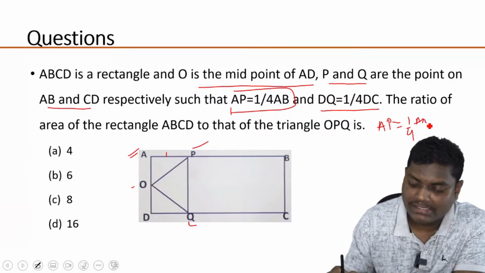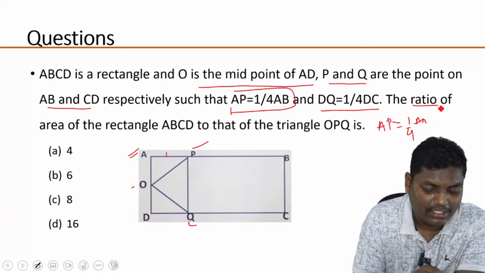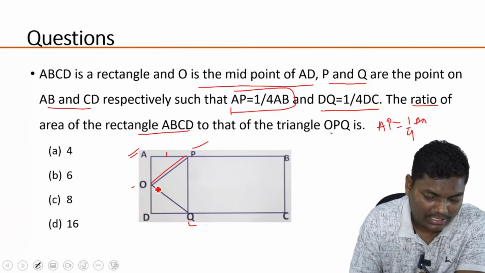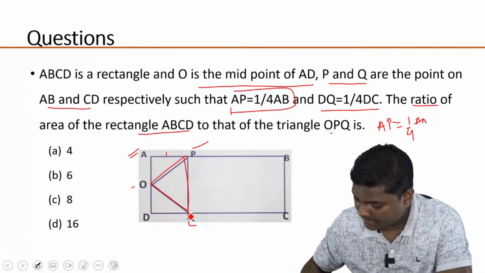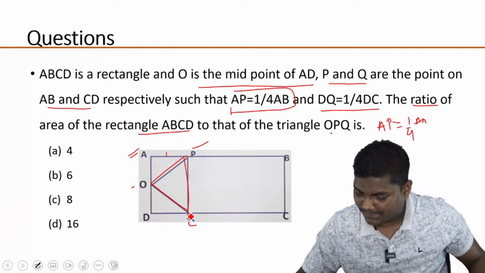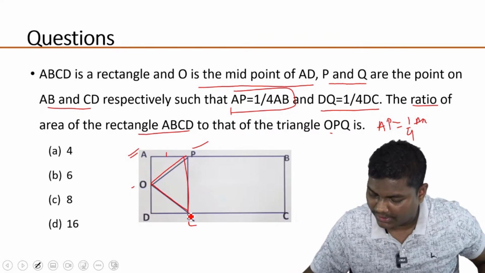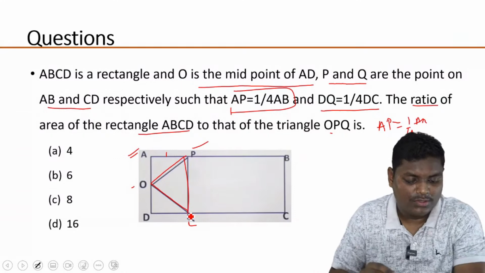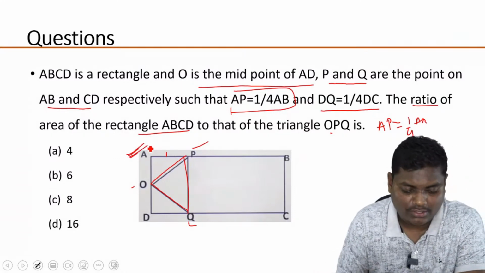So they are asking basically the ratio of the entire rectangle ABCD to the triangle OPQ, this small triangle OPQ. Try solving this.